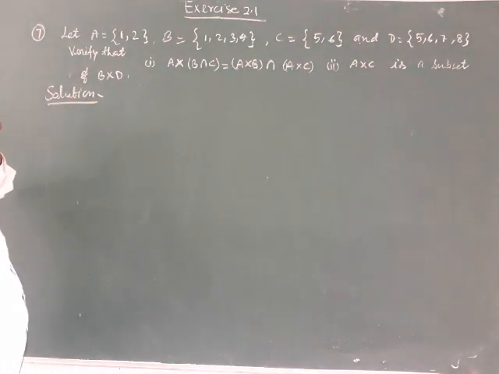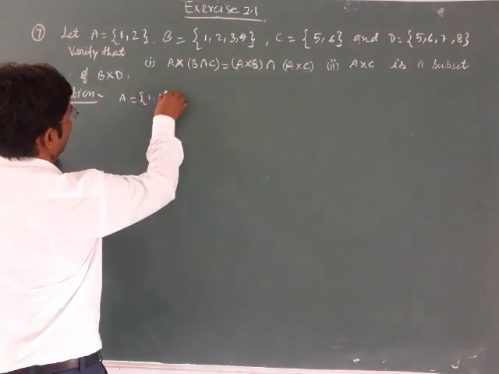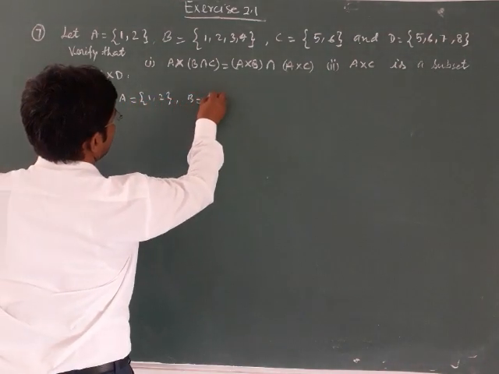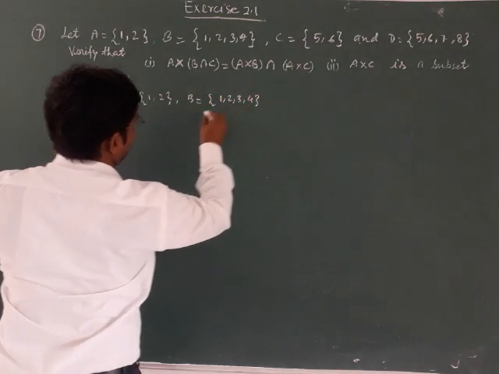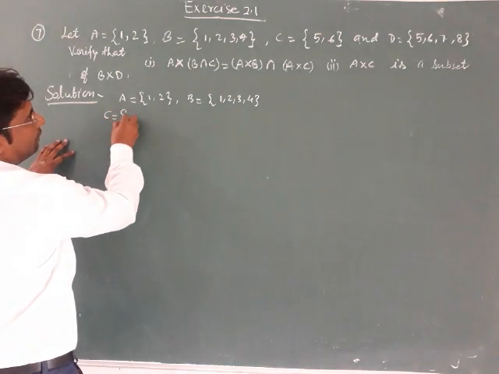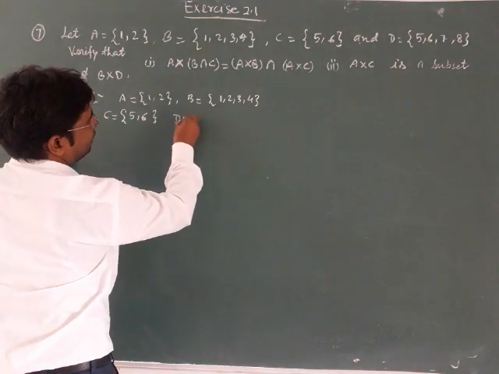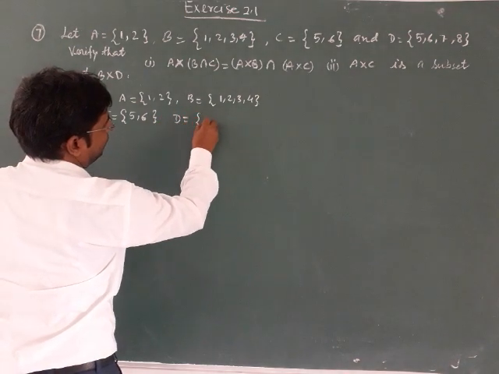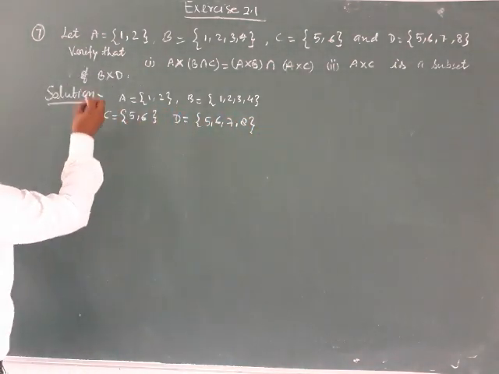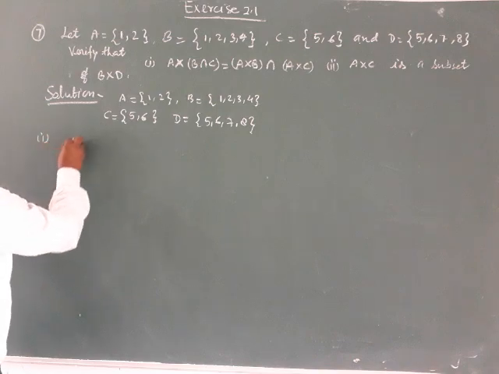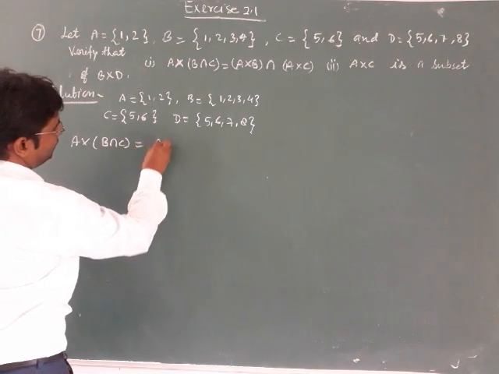Solution of this question. Now given set A is equal to {1, 2} and set B is equal to {1, 2, 3, 4}. C has elements 5, 6 and D has elements 5, 6, 7, 8. So now, first part: given A cross (B intersection C) is equal to (A cross B) intersection (A cross C).